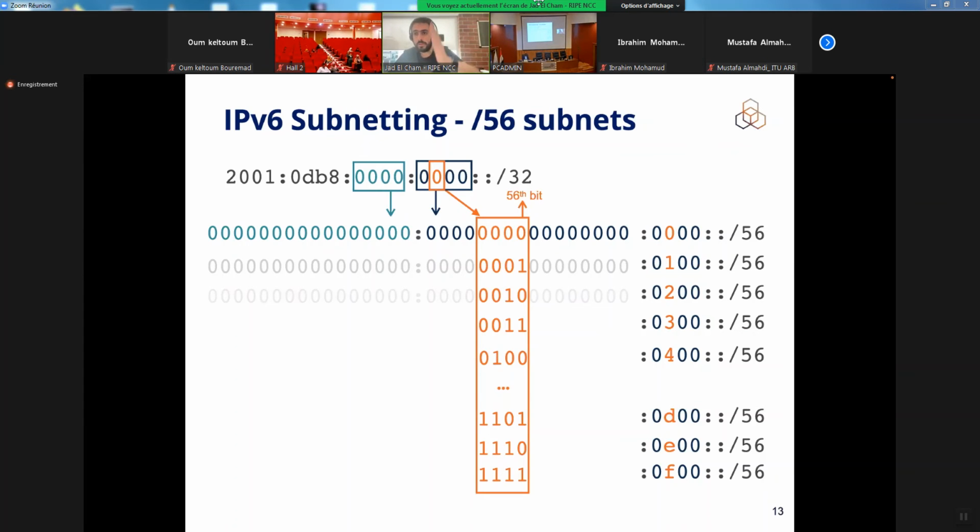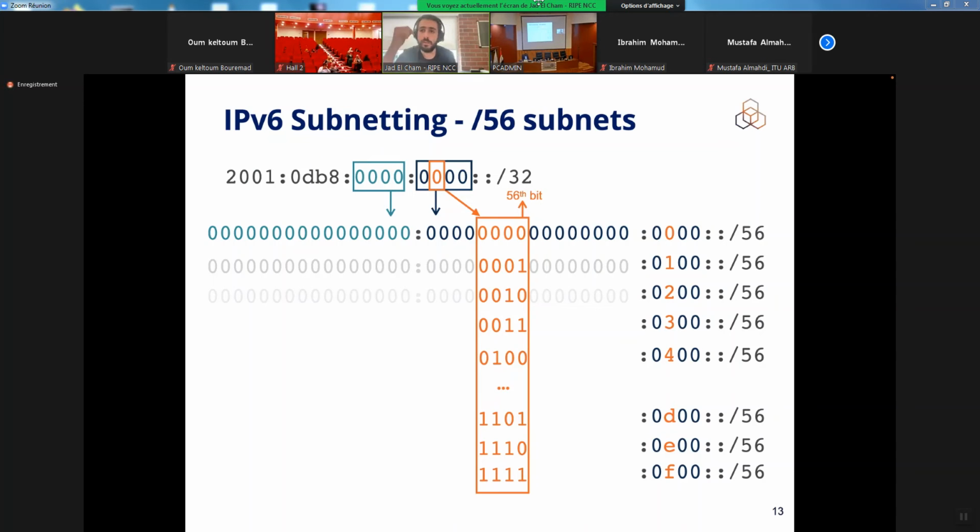Let's find out where the /56 is. So again, 2001, this is /16. Then 32, the first 4 zeros, this is /48. Then the first 0 after it, this is a /52. And the orange 0, this is the /56 mark. So it's easy here to start counting again: 1, 2, 3, 4, 5, because we're moving hexadecimal digit by hexadecimal digit.